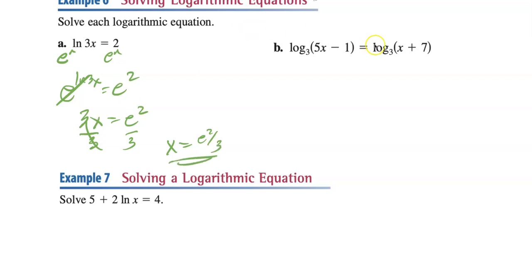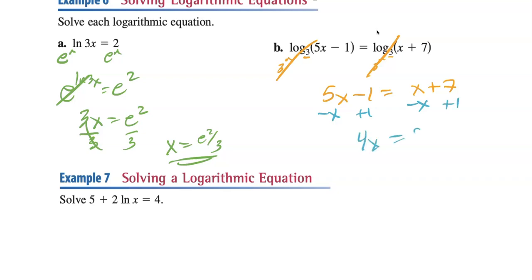The next one's a log one. Same idea. Technically, these are equal, so you just cancel them out. But why that works is because you take the base of 3 to both sides. These cancel. You get 5x minus 1 equals x plus 7. Now it's just a simple algebra 1 problem. Minus x from both sides, add 1 to both sides. 4x equals 8. Divide by 4. You get x equals 2.